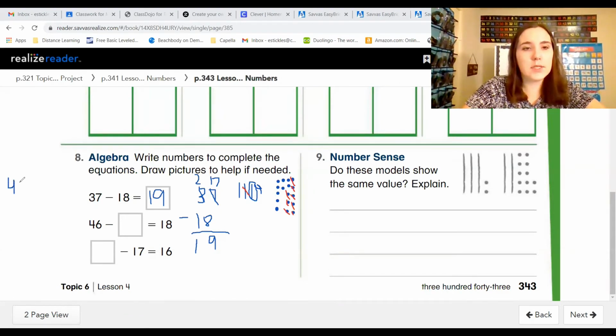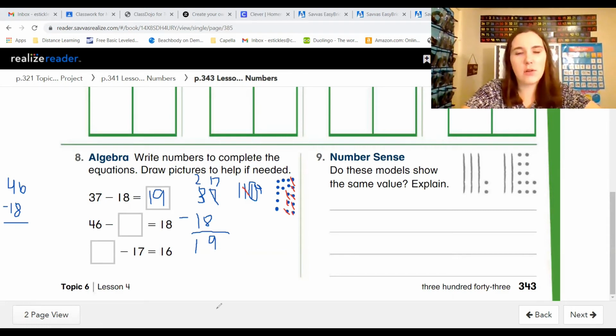So I'm going to do 46 minus 18, and I know I have some extra space over here, but grab your whiteboard, grab a piece of paper, do it somewhere else on the page, totally fine. So we're going to do 46 minus 18. Now I can already see I have 6 ones and I want to take away 8, so I do need to regroup. So I'm going to draw 46 in place value blocks. I'm going to draw it up here.